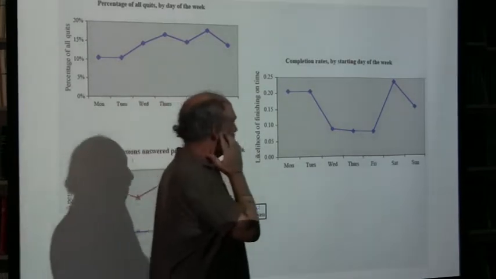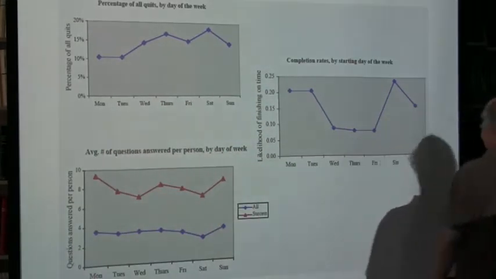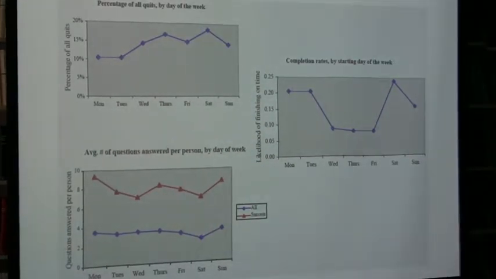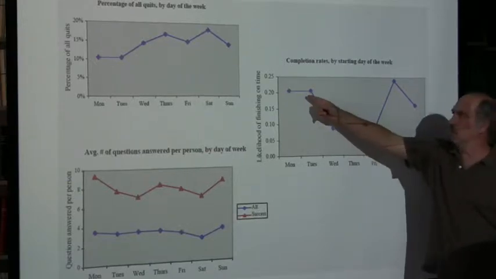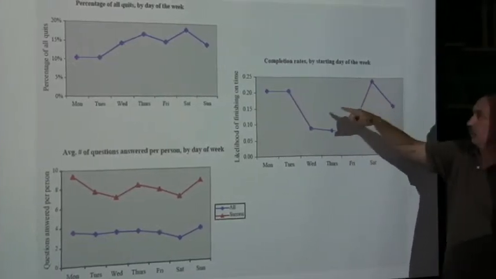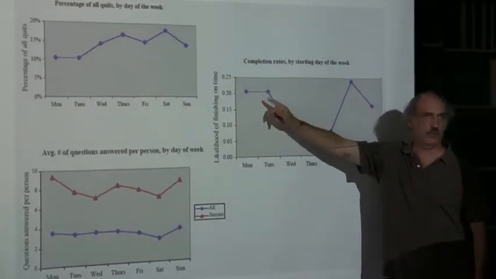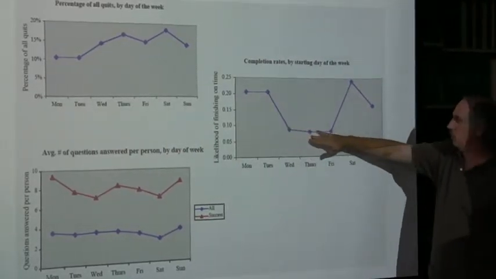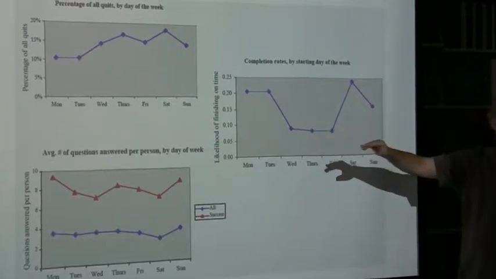Okay. Completion rates by starting day of the week. This is a little weird. I have a story, but I don't know how much I believe it. The highest rate here, actually, is people that started on Saturday, interestingly. But people who started Monday and Tuesday did pretty well. People that started on Wednesday, Thursday, and Friday didn't do well.